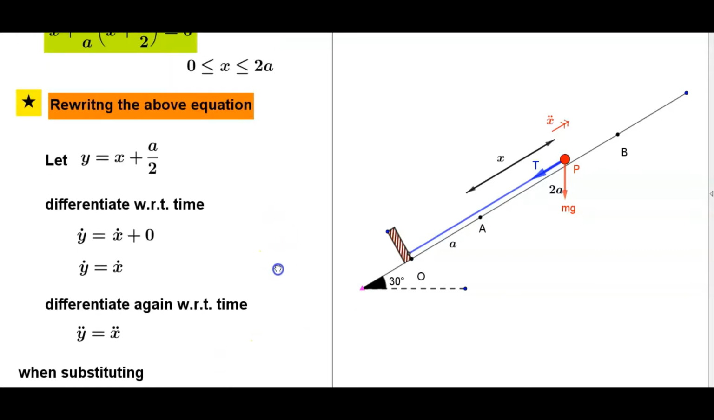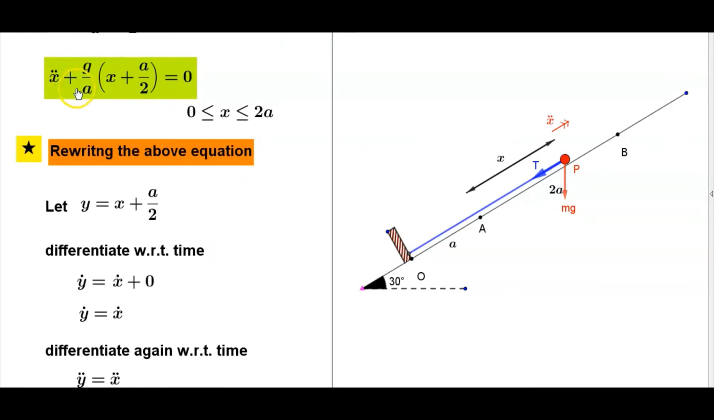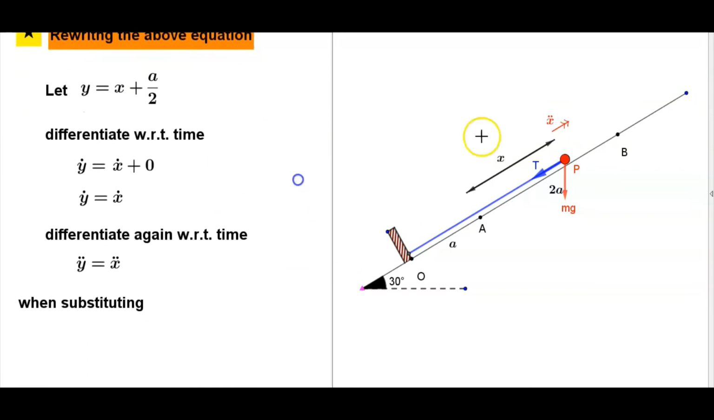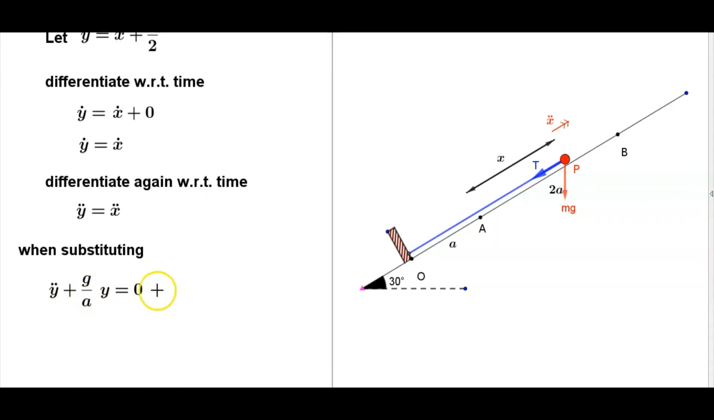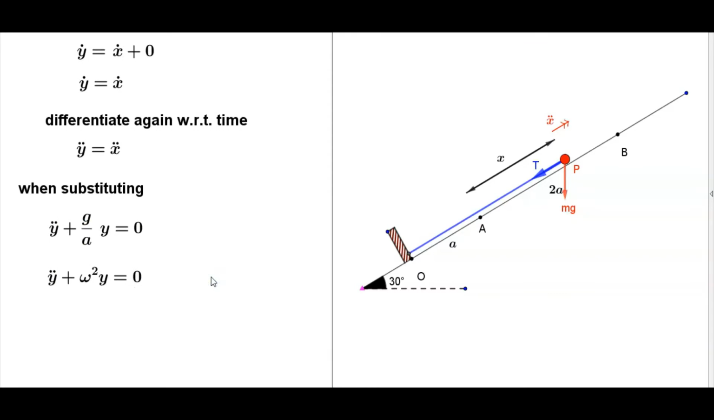When substituting into the equation, x double dot is y double dot, and y is equal to x plus a by 2. Therefore, y double dot plus g over a into y is equal to 0. When we simplify further, y double dot plus omega squared into y is equal to 0. Here, omega is equal to the square root of g over a.